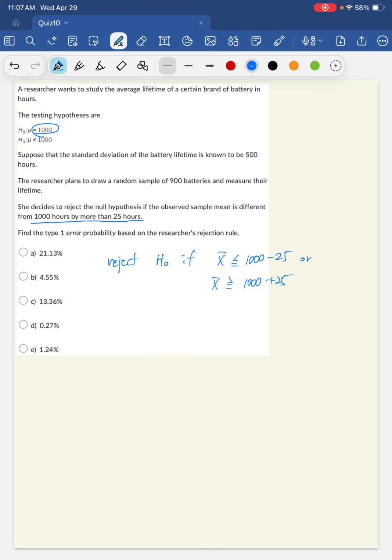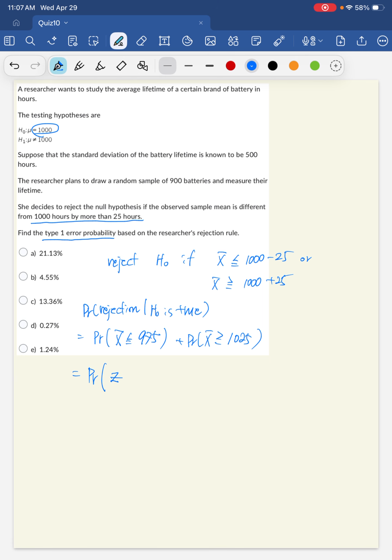And we are calculating type 1 error probability, which means you are calculating the probability of rejection when H0 is true. So as I said, rejection happens when x bar is less than 975 or x bar is greater than 1025. So we are going to calculate that. How do we do that? We know x bar is normally distributed, so we are going to standardize that.